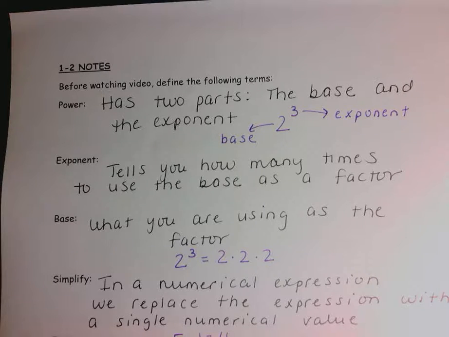The exponent tells you how many times to use the base as a factor, and the base is what you are using as the factor. So 2 to the third power is the same thing as saying 2 times 2 times 2.